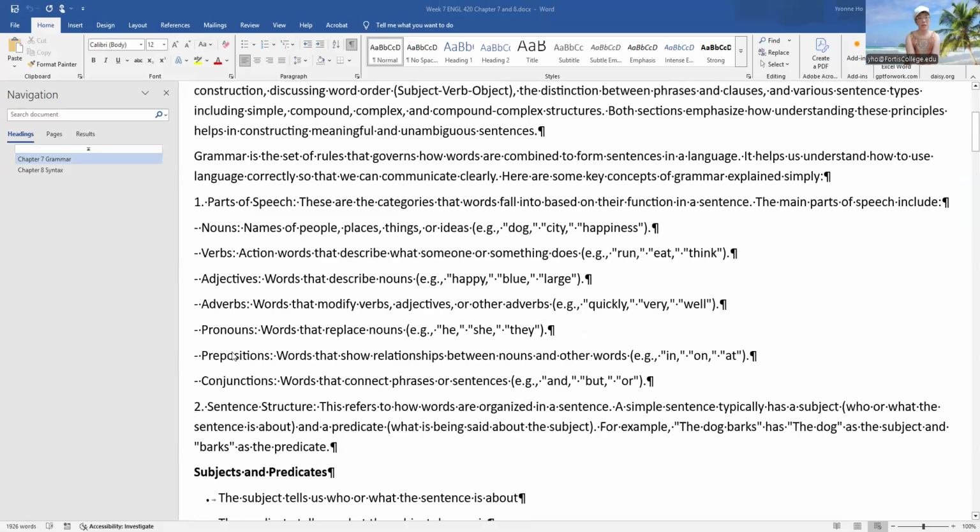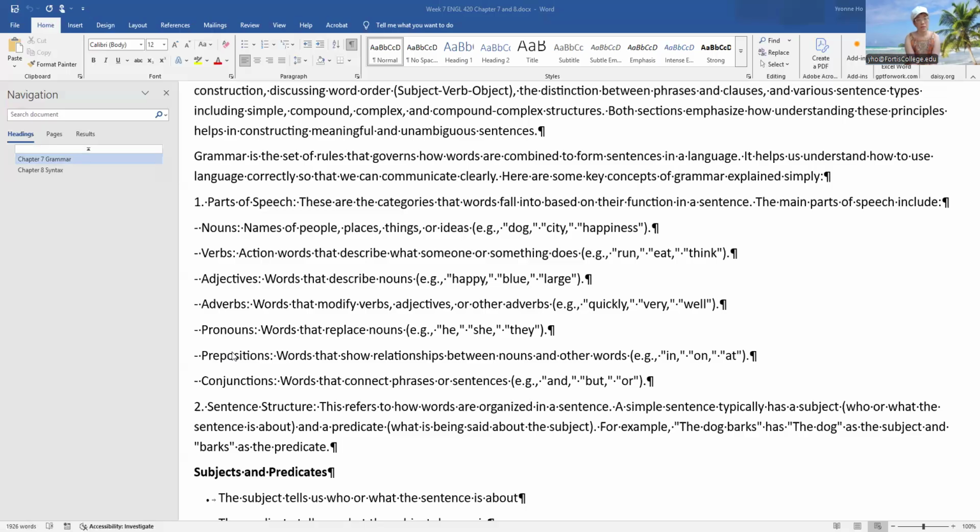Parts of speech. These are the categories that words fall into based on their function in a sentence. The main parts of speech include nouns, names of people, places, things, or ideas. Examples of nouns: dog, city, happiness. Verbs, action words that describe what someone or something does: run, eat, think.